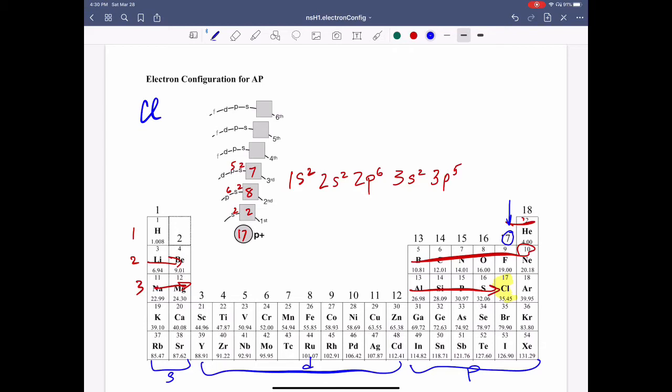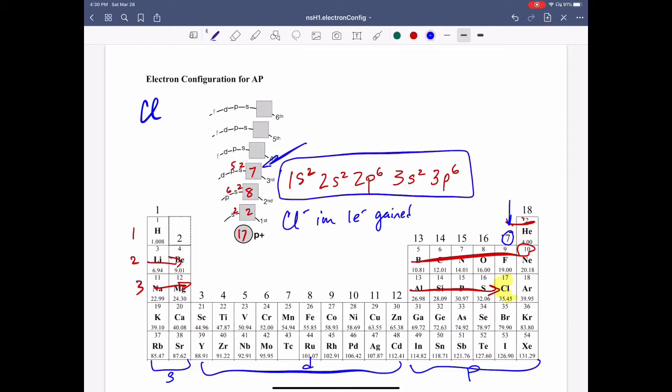When chlorine turns into an ion, 1 electron needs to be gained. Where's that electron going to end up? Of course, there's space in the third energy level, and that would result in p6. So 1s2, I'll erase that, and end up with our p6. So that is our electron configuration for the chloride ion, Cl-.